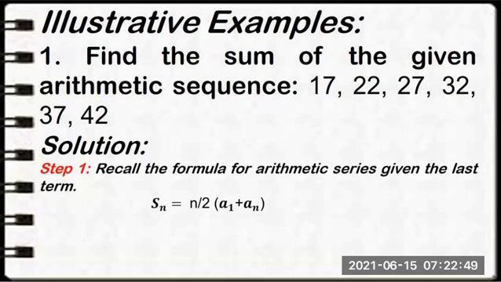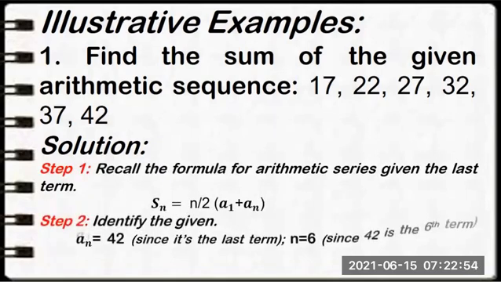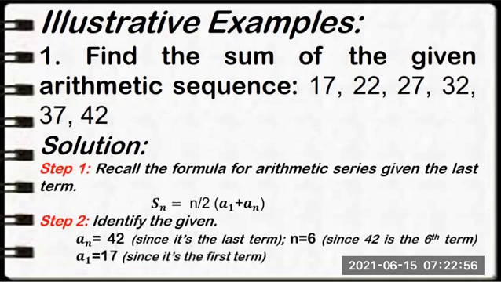So after natin ma-identify kung ano yung formula ang gagamitin natin, we are going to go to our step number 2, which is we are going to identify what is given. So in this given example, given po yung last term or yung ating nth term, so that will be a sub n is equal to 42, yung last term natin. And makikita naman natin dun sa ating given problem na ang 42 po ay pang 6th term. And our a sub 1 or our first term is 17.